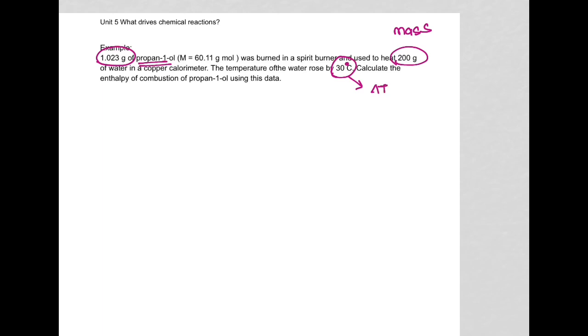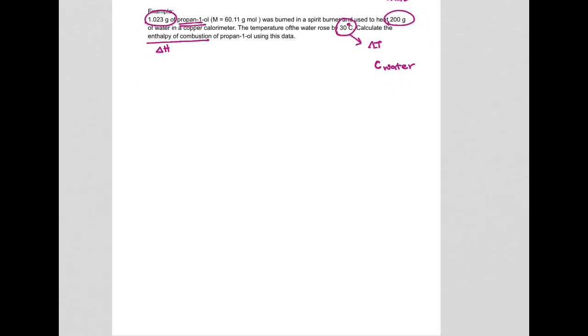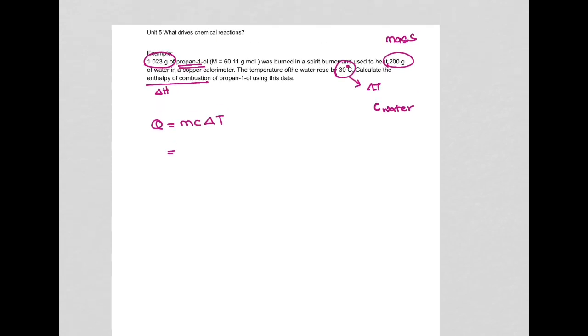Because you're heating water, we're going to use C of water. And we need to find enthalpy of combustion, delta H. So here we're going to apply Q is equal to MC delta T first. Mass is given, 200. C is specific heat capacity of water. And delta T is 30. This will give me my value of Q in joules, which I'm going to convert into kilojoules because delta H is in kilojoules.